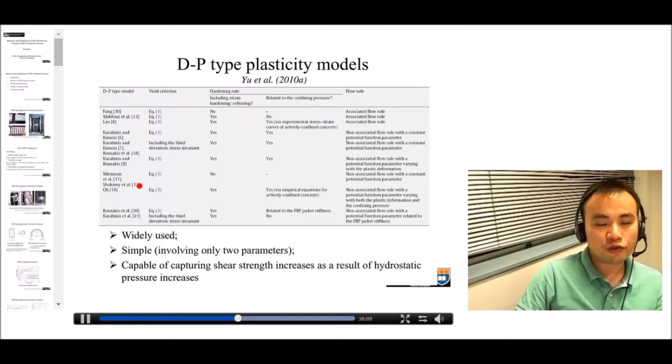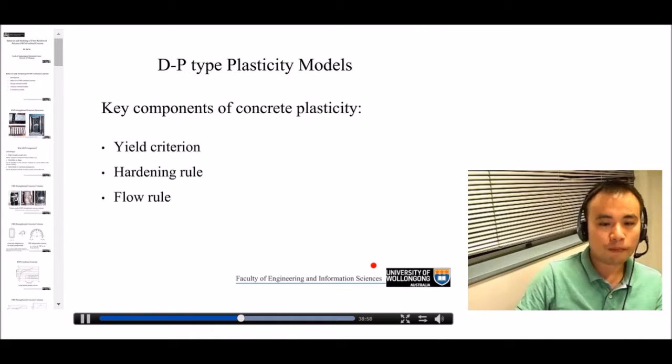And this table summarizes some existing models which have used concrete plasticity. And all these models use the so-called DP-type plasticity model. And we will focus on this type of plasticity model first. And the conclusions which we will find from this type of models can also be applied to other types of concrete plasticity models. And these DP-type models are widely used, they are simple, they involve only two parameters, and they can capture the important feature of confined concrete, which is that the shear strength increases as hydrostatic pressure increases. We will talk more about this later.